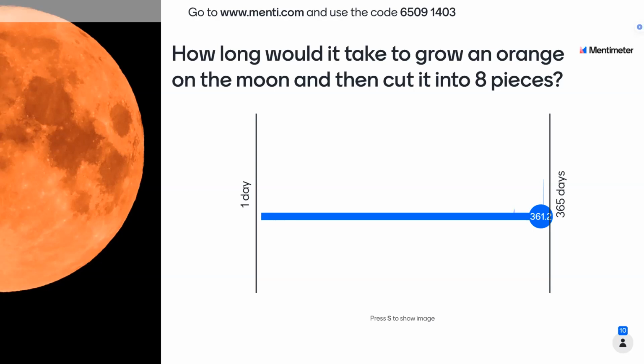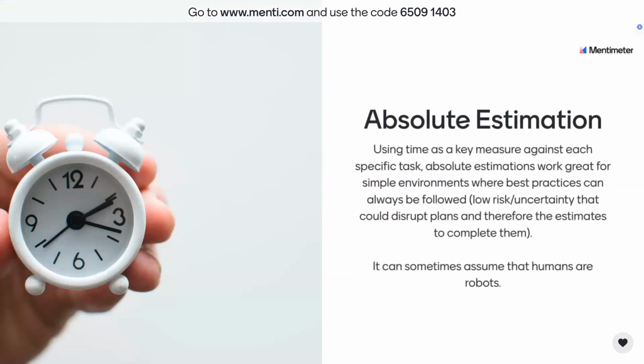So we often work in quite complex environments, complicated environments as well. And it therefore calls into question, well, what techniques should we really use in order to get the most use of our time and to generate the best outcomes for our customers? And hopefully we don't have to do something like growing an orange on the moon and cutting it into 8 pieces. So what's the technique that we're normally used to doing?